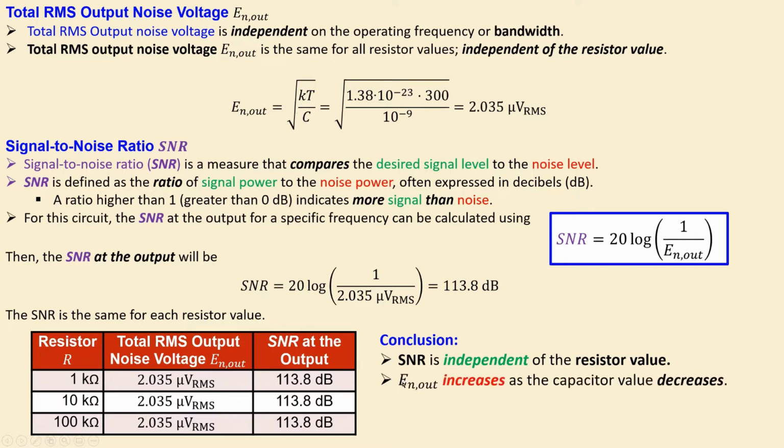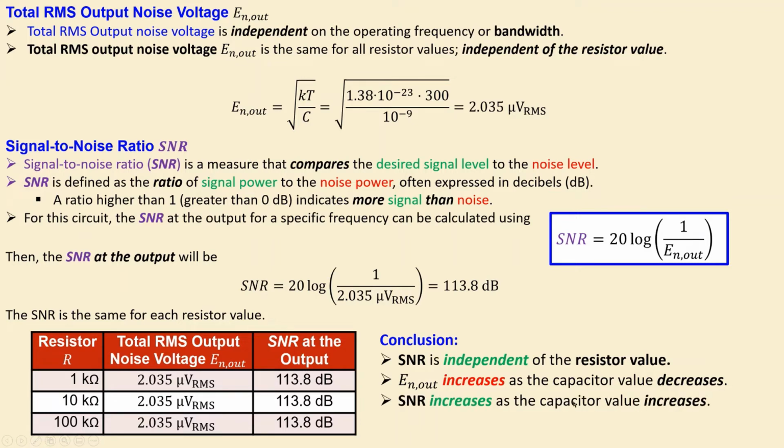We also say that the E n out, which is the total RMS noise voltage, will increase if you decrease your capacitor. So if you make the capacitor smaller, for example 10 to the power minus 12, so 1 picofarad, this will increase because you will then divide by a small value, and of course you will increase your RMS noise voltage.